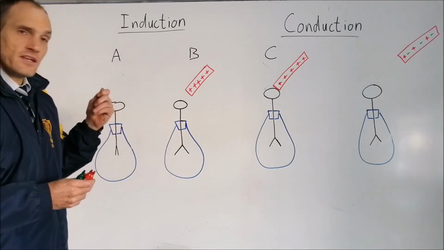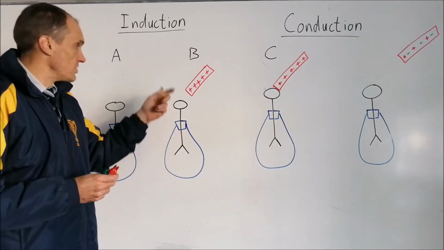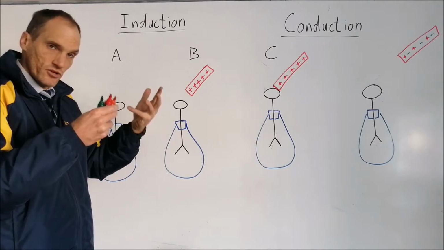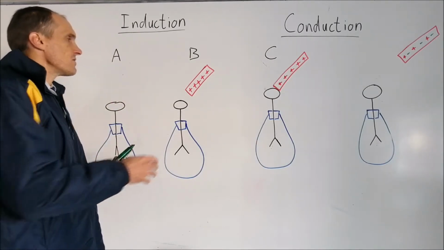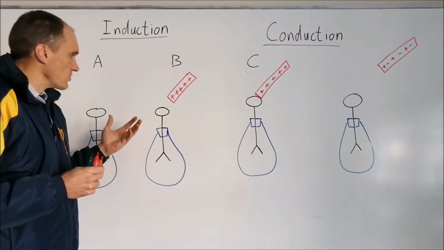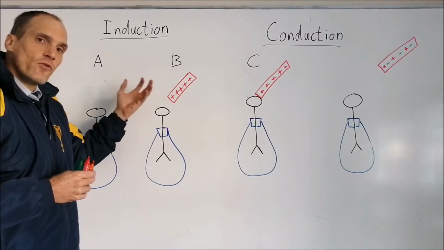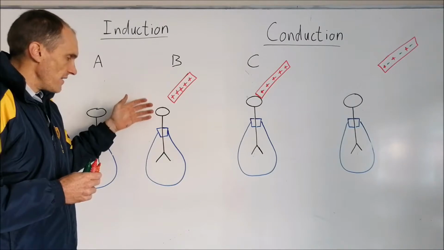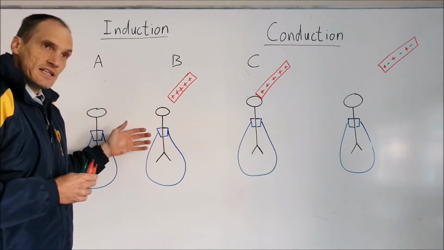However, when we then charge our glass rod, which has a positive charge because it's a glass rod, okay, what happens is we bring positive charge close to the electroscope, and the field force starts to influence the electrons inside the electroscope.